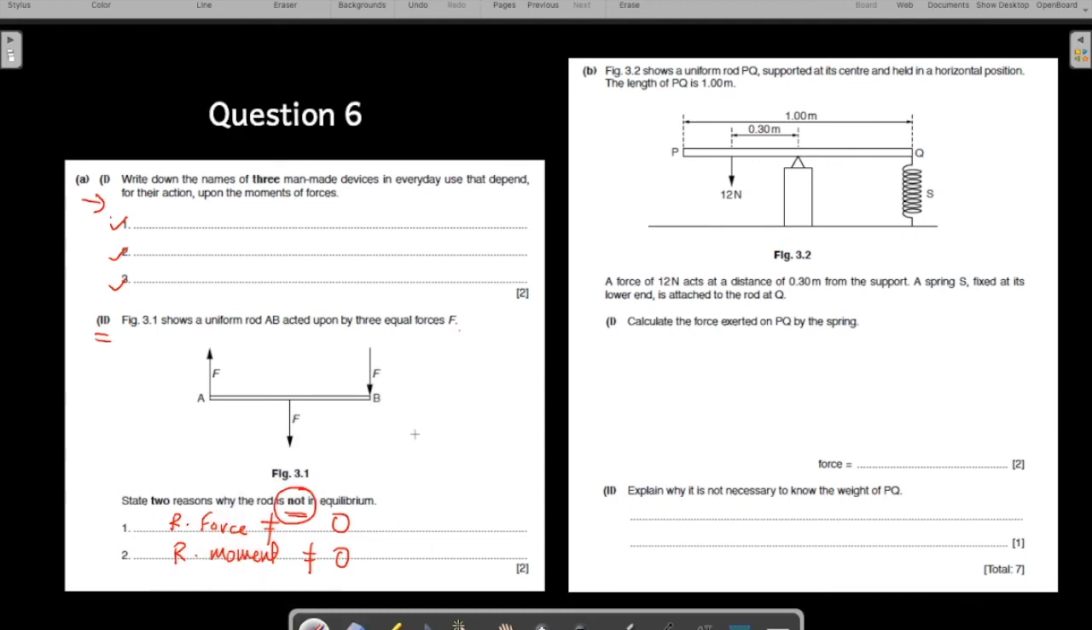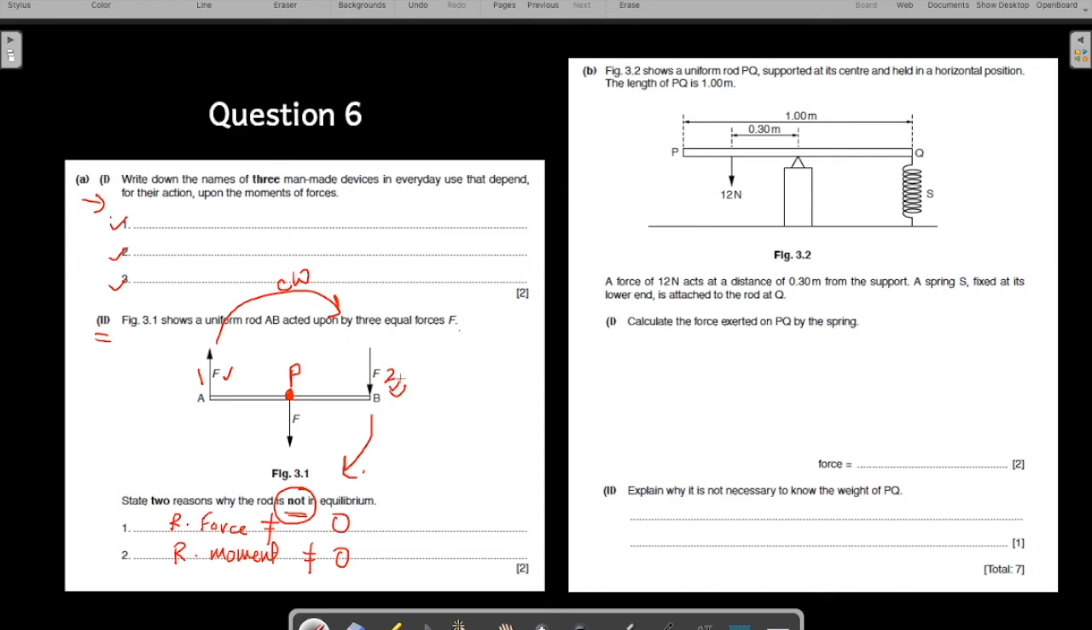Let us take one point as the pivot. Let us take this point as the pivot, right? So how much is the anti-clockwise moment? Is there any force which is creating an anti-clockwise turning? Let us see each of the forces. There is this force which is creating a clockwise turning. There is another force which is also creating a clockwise turning. Force number 1 is creating a clockwise turning.